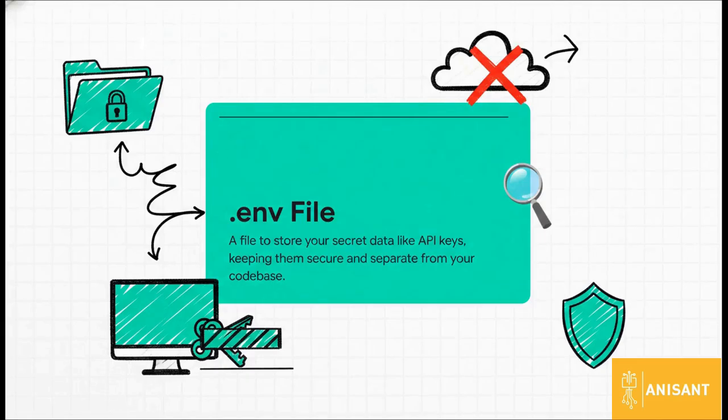Okay, let's zoom in on that .env file for a sec, because this is huge for security. You never, ever, ever want to paste your secret API keys right into your code. No way. Instead, you store them here, in this file, which you make sure to keep private and out of your public code repositories. This is how you keep your credentials safe.